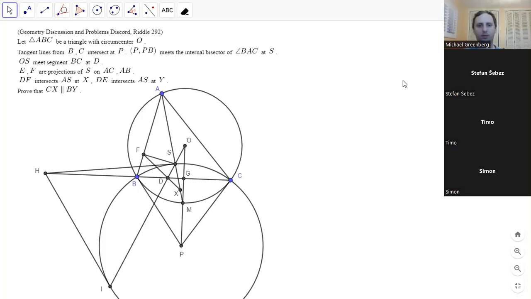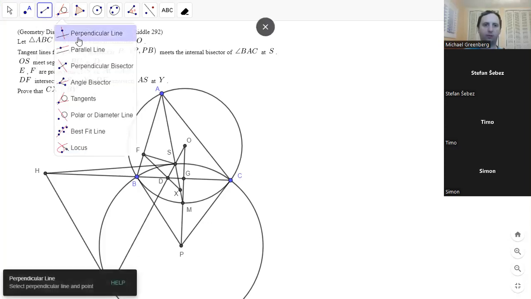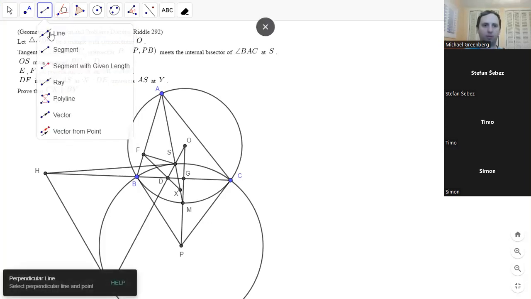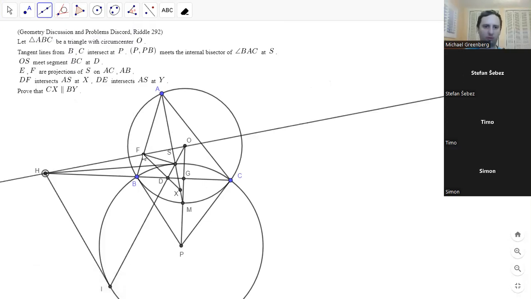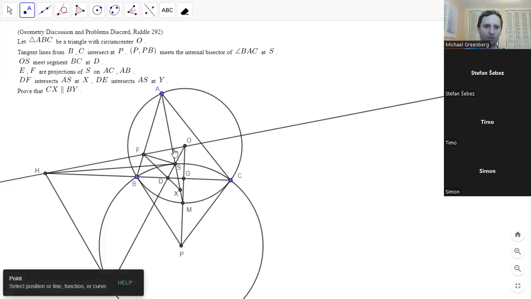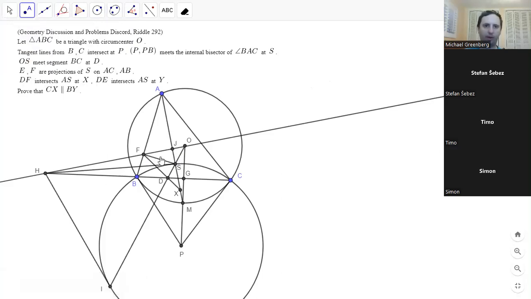I also think that HF is perpendicular to AS, but I'm not sure why. That's interesting. So that would mean HJGM is cyclic.